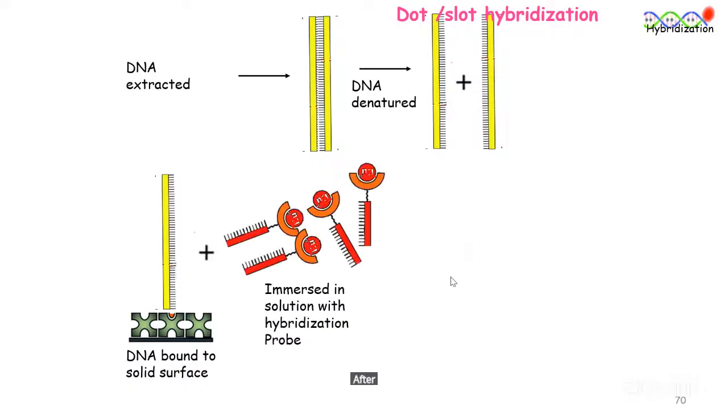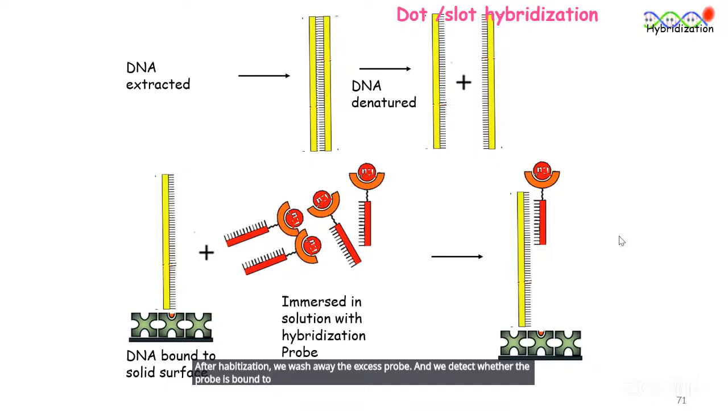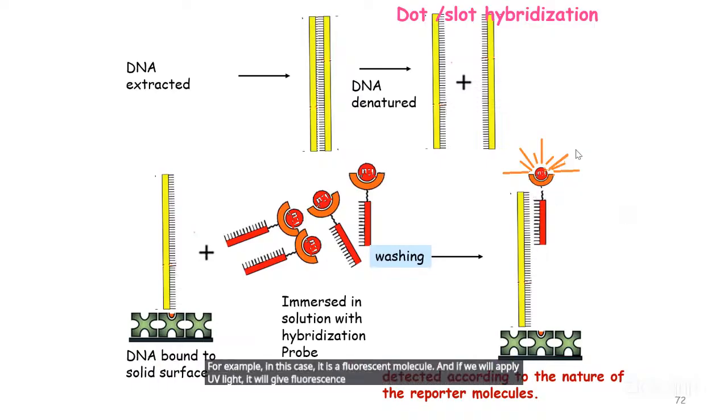After hybridization, we wash away the excess probe and we detect whether the probe is bound to the target or not. For example, in this case, it is a fluorescent molecule, and if we apply UV light, it will give fluorescence. And if the fluorescence is there, it means the probe has bound to the target DNA. It means target DNA was present in the sample.